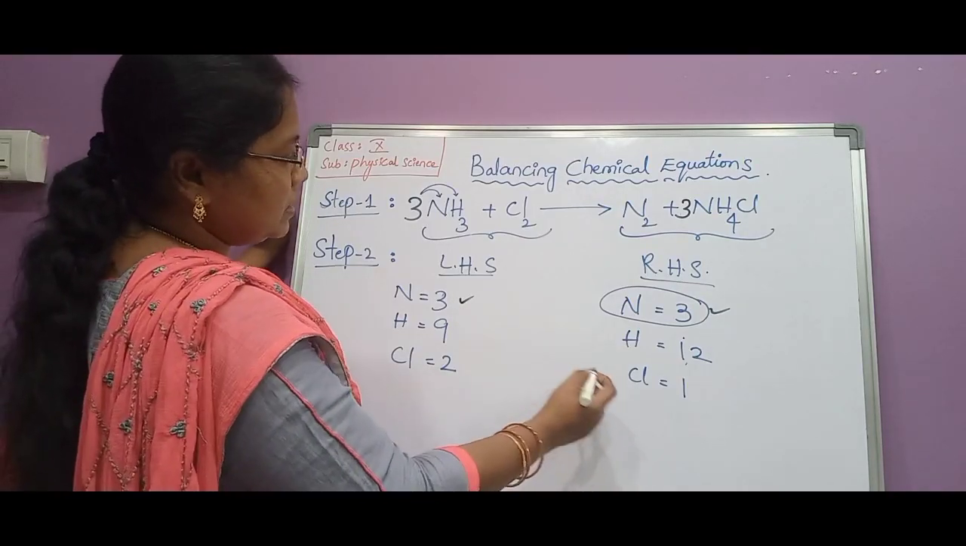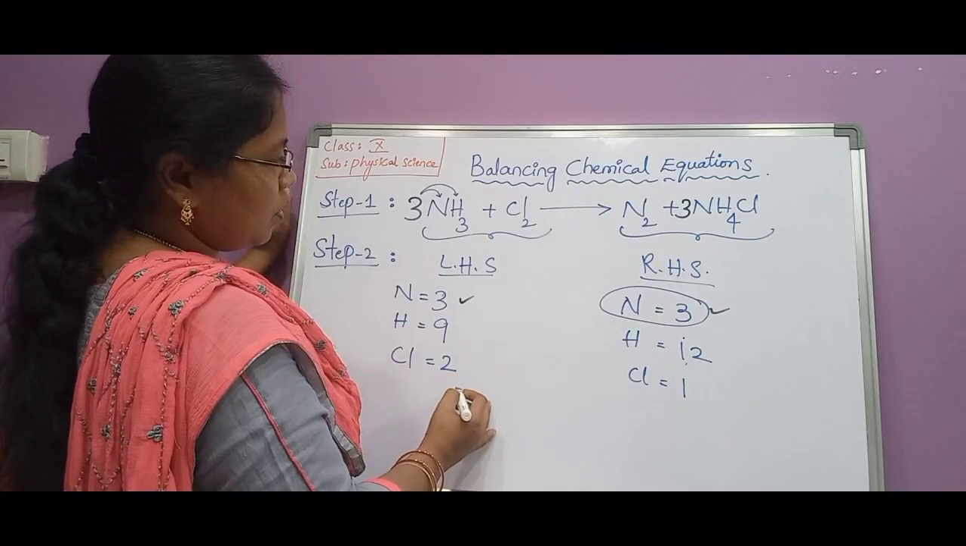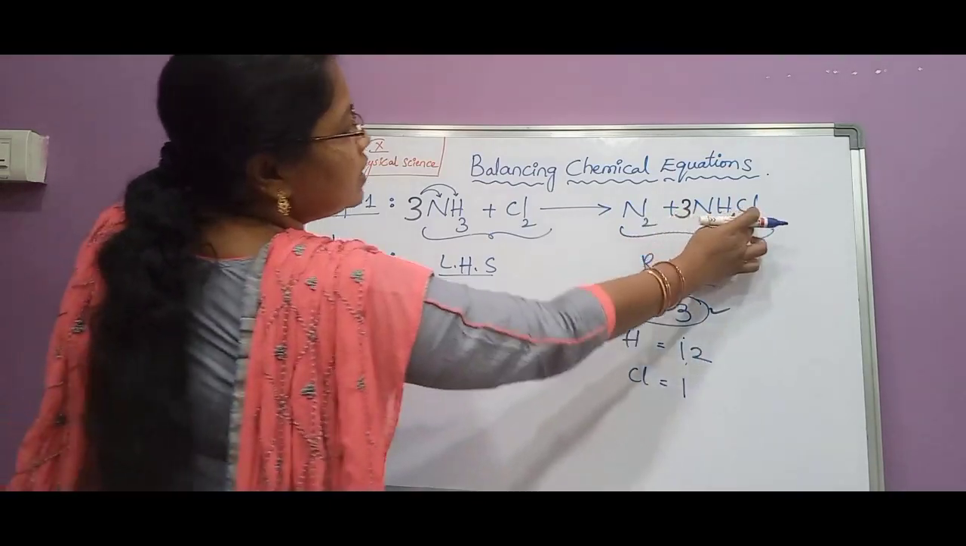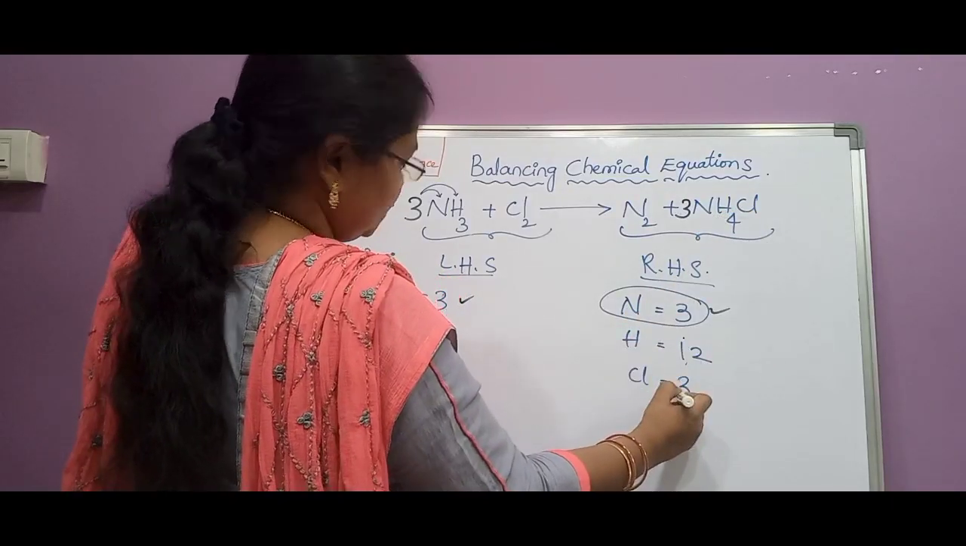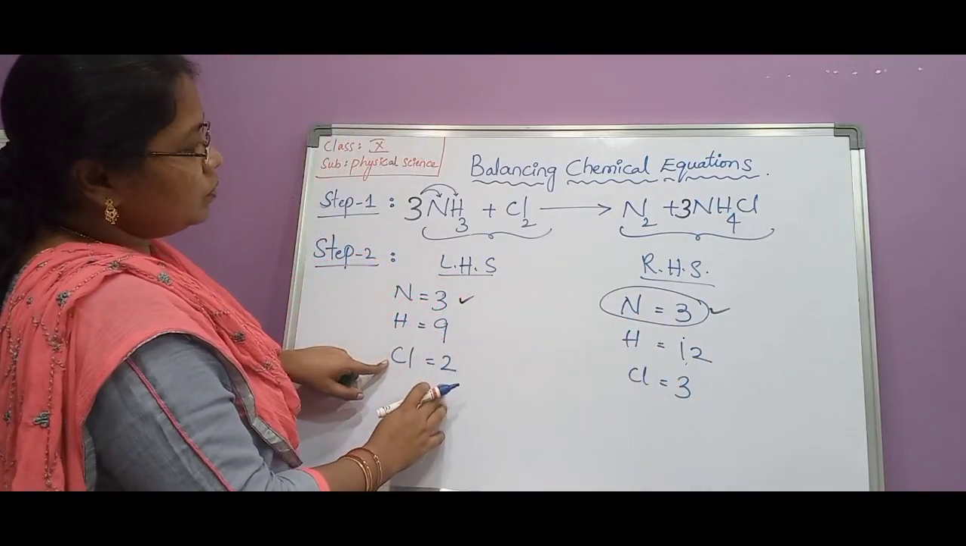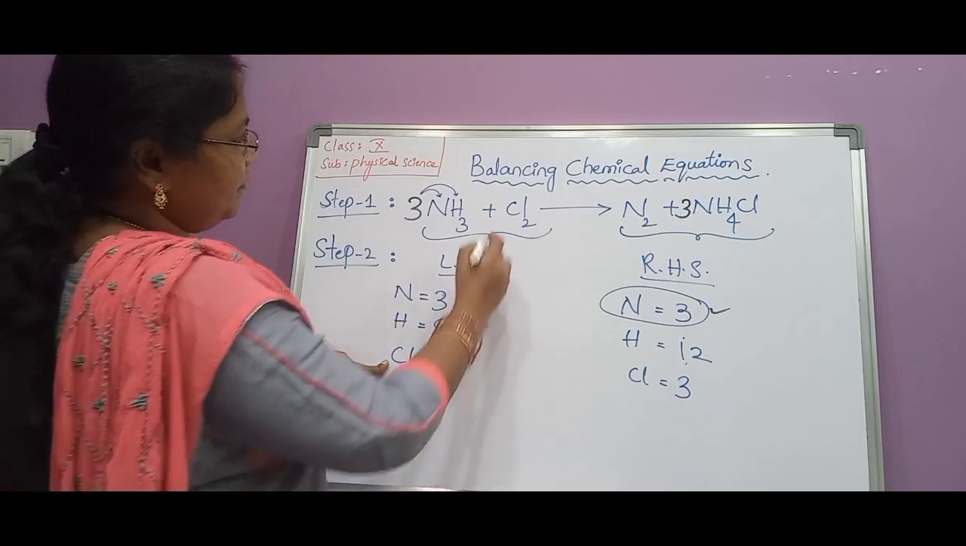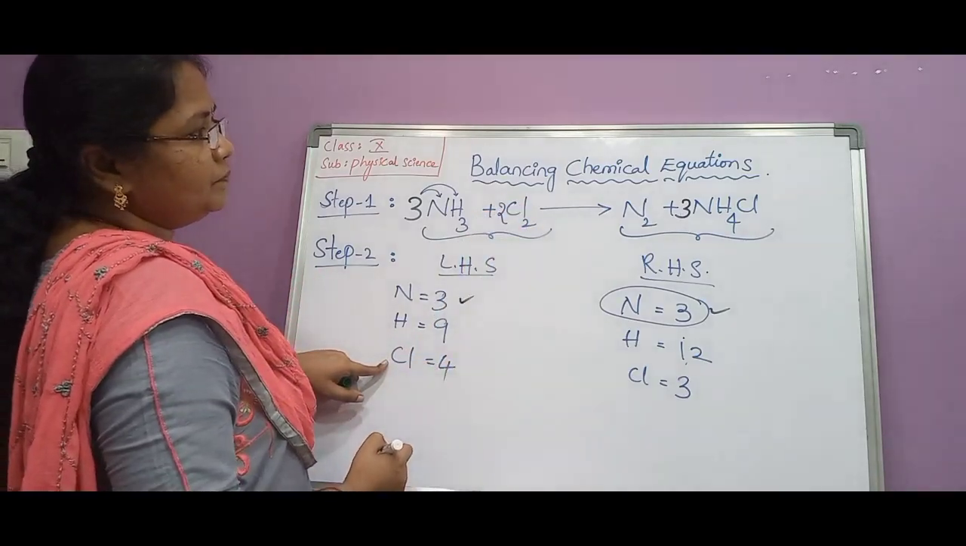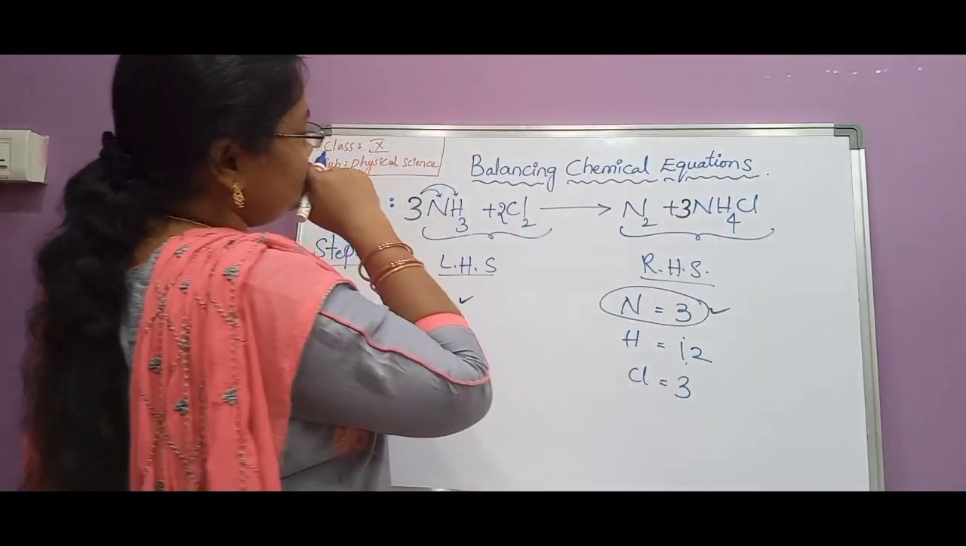And chlorine is also not balanced. See, hydrogen is not balanced and chlorine is also not balanced. Chlorine is 2 here and here only 1 chlorine atom. Means here 3 chlorine atoms are there, and here only 2 chlorine atoms are there. If we write 2 here, 2 into 2, it becomes 4 chlorine atoms. But here 3 are there.